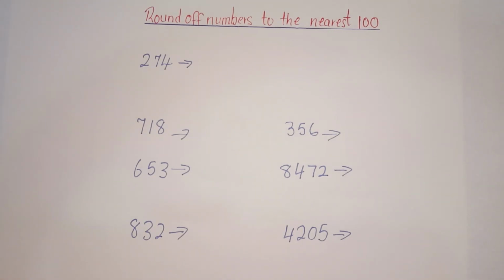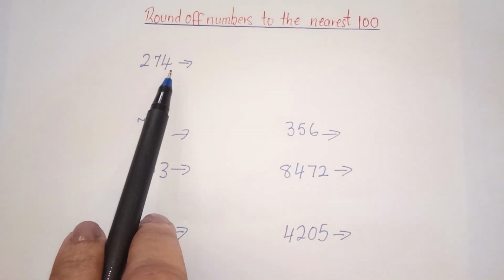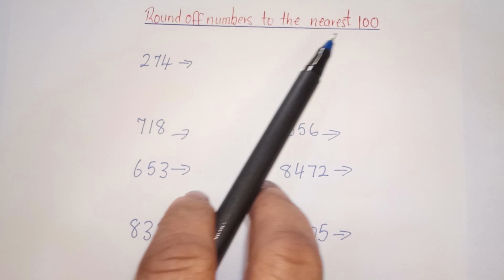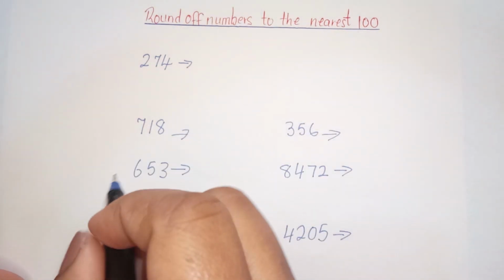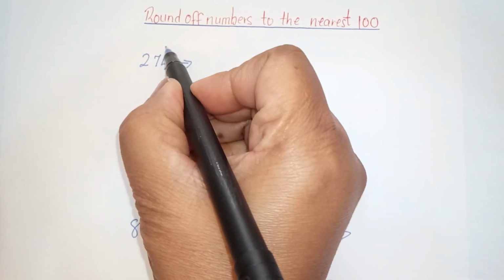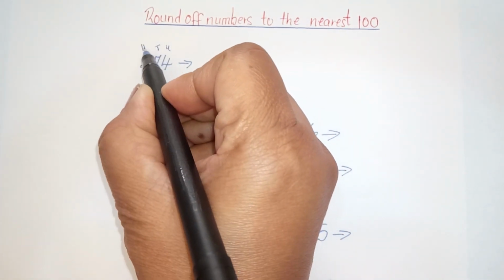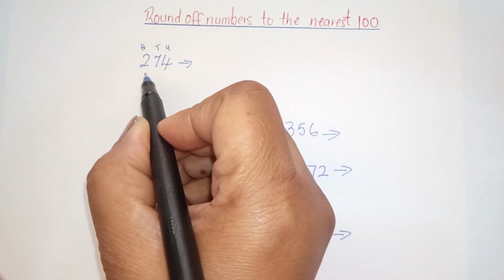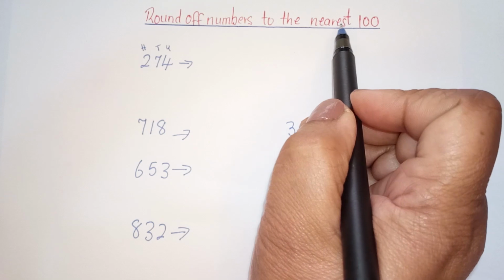Hi everyone, let us round off the numbers to the nearest hundred. Okay, now let's say we have a number here, for example 274. To round it to the nearest hundred, we have to put the number in its place value. So we'll say 4 is units, 7 is tens, and 2 is hundreds. Okay, so then we're going to spot out the hundreds because we're looking for the nearest 100.